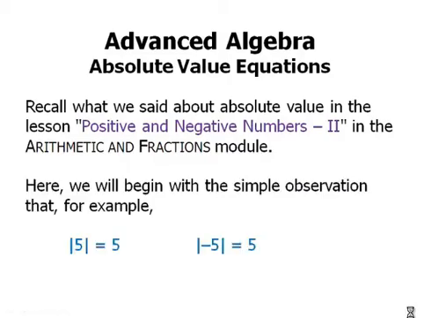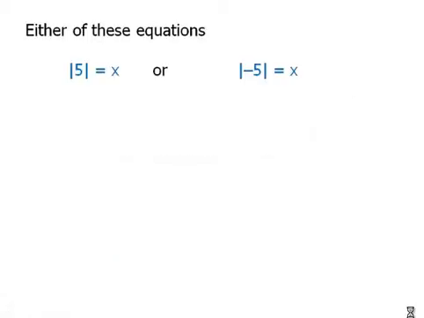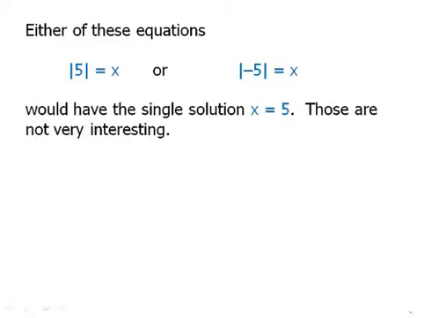So, we'll begin with a simple observation that, for example, absolute value of positive 5, of course, is positive 5. Absolute value of negative 5 is, of course, positive 5. So either of these equations, absolute value of 5 equals x, or absolute value of negative 5 equals x, would have the single solution x equals 5. Those are not very interesting equations, not very interesting when there are no variables inside the absolute value. It gets more interesting when we put variables inside the absolute value.